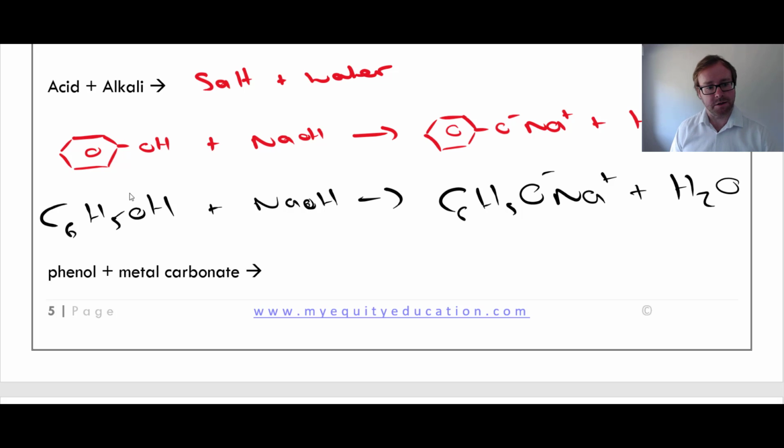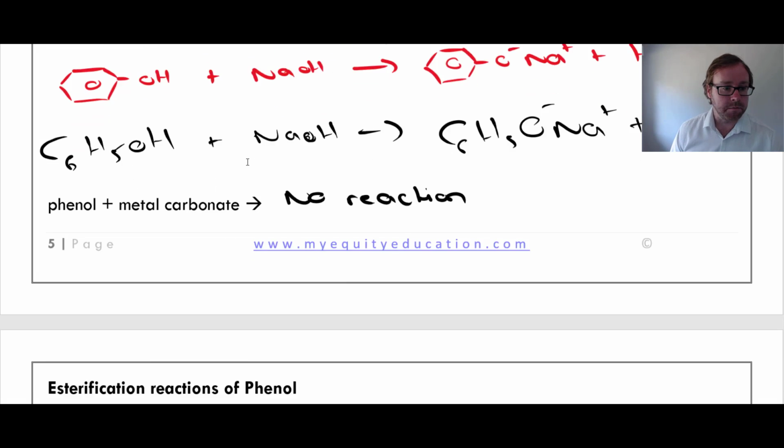Okay, so moving on. So we said that phenol isn't a strong enough acid to react with a metal carbonate, so here we would have no reaction.